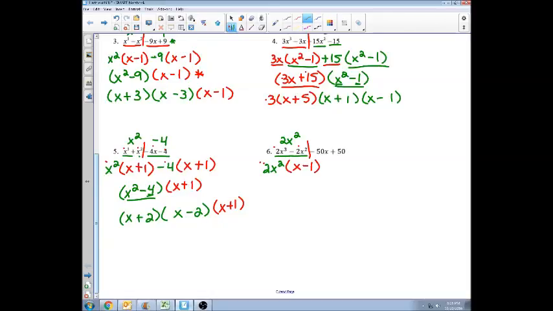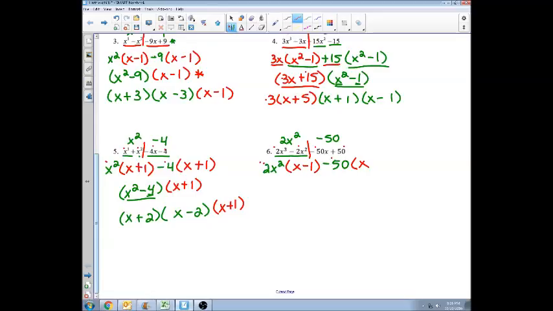Now on to the negative 50x plus 50. The GCF here, I want to make my x positive, would be negative 50. So I can go ahead and write that in between. Make a set of parentheses. Negative 50x divided by negative 50 would be positive x.